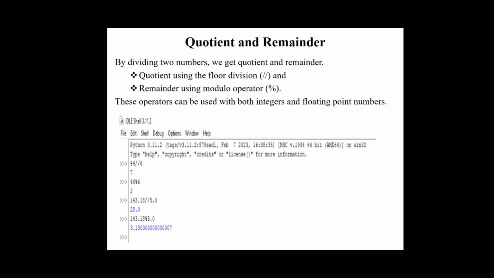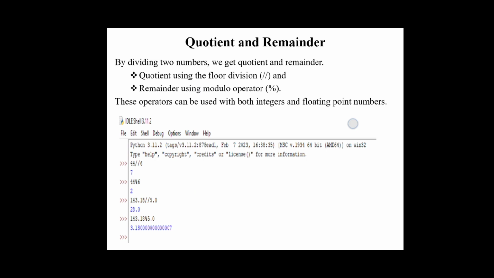Now quotient and remainder. By dividing two numbers, we get quotient and remainder. Quotient using the floor division, that is double slash, and remainder using modulo operator, that is percentage. And these operators can be used with both integers and floating point numbers. Suppose we are considering 44 divided by 6. In simple division, it gives quotient equal to 7 and remainder equal to 2.